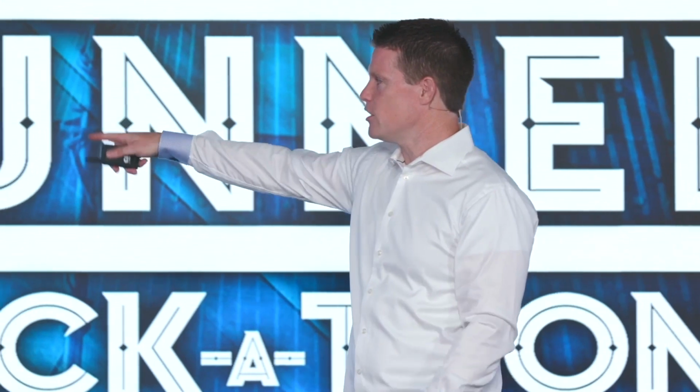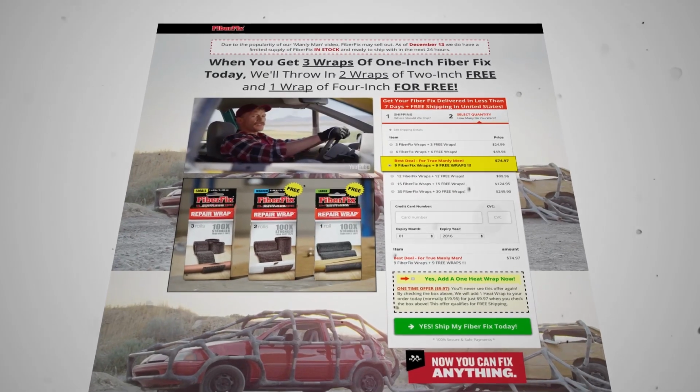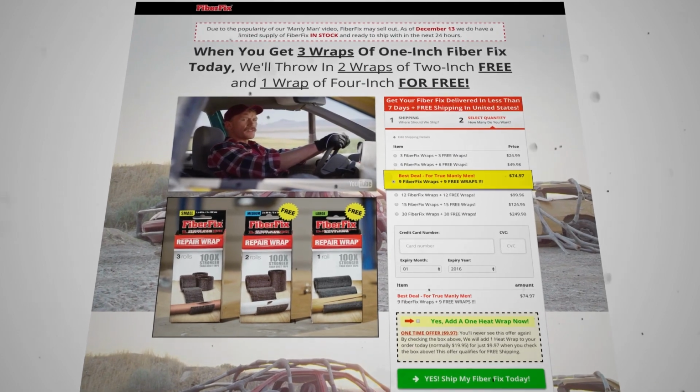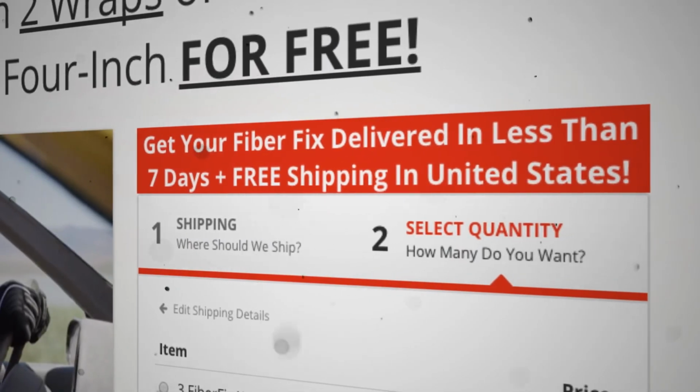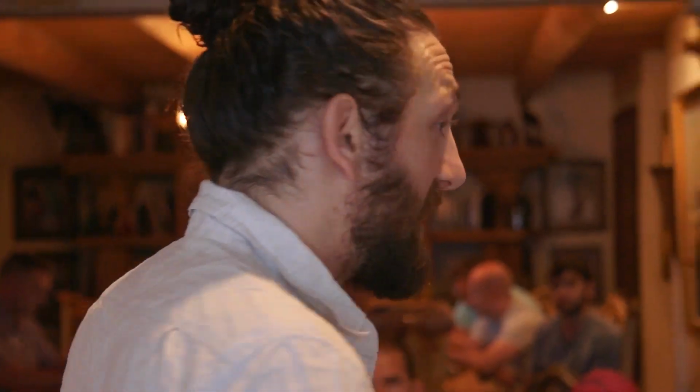Next thing, a lot of this happened in a two-step order form bump. One thing I'll point out really quick, one of the tests we test a ton that killed it is above the order form. See in red right there, it talks about the shipping speed: get your fiber fix delivered in less than 7 days, free shipping in the United States. One of our Inner Circle members tested that on one of their barbecue offers, and it dramatically increased their conversion.